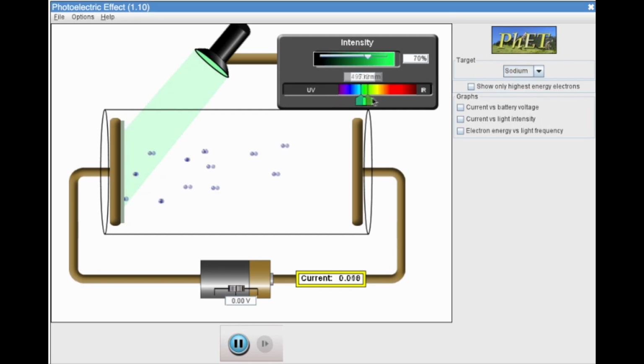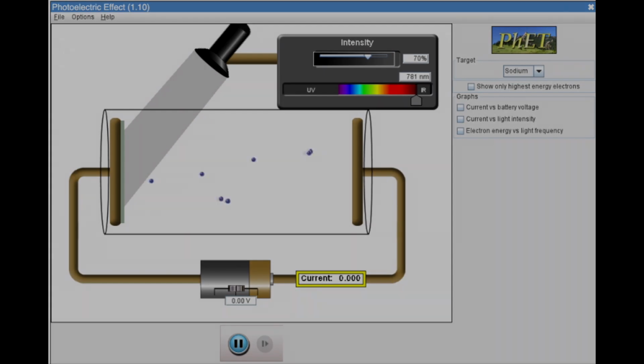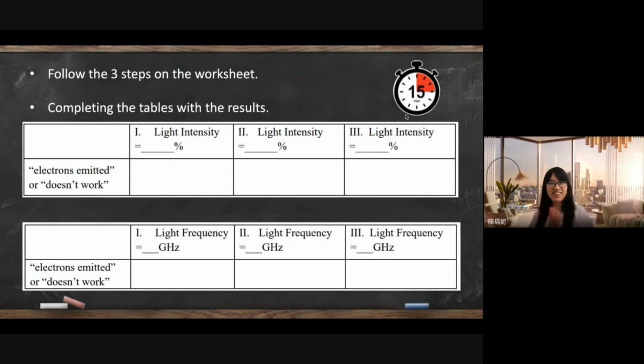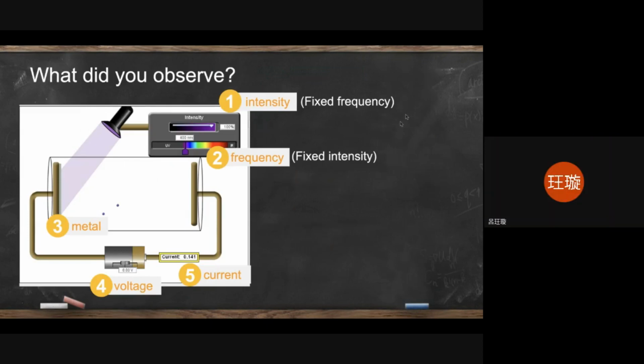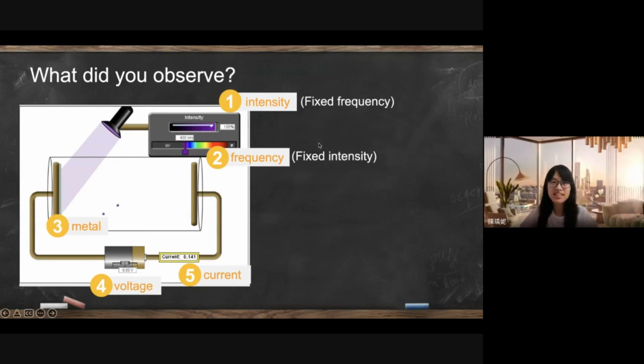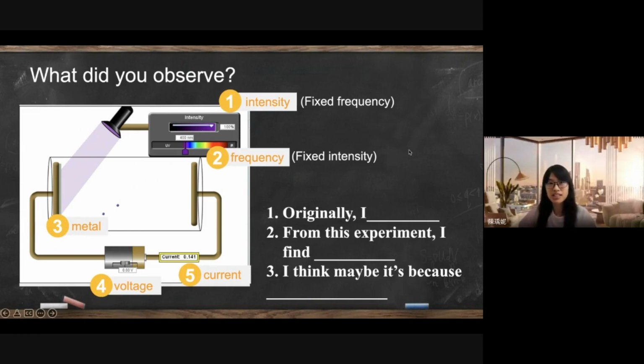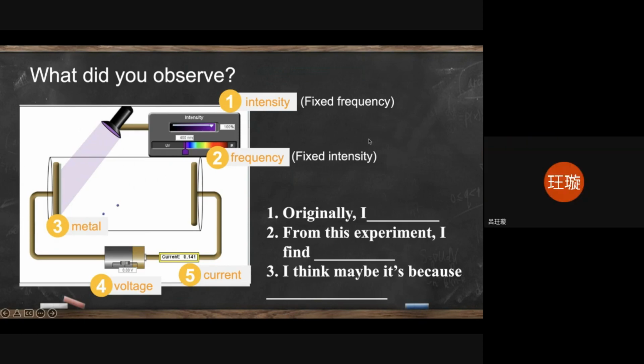Hey, any questions? We still have 3 minutes left. Okay, time's up. Anyone want to share? Okay, great. Group 1, please. Do you find anything special in this experiment? Originally, I thought intensity affects the occurrence of the photoelectric effect the most. But from this experiment, I found the frequency is the key factor that causes the photoelectric effect.